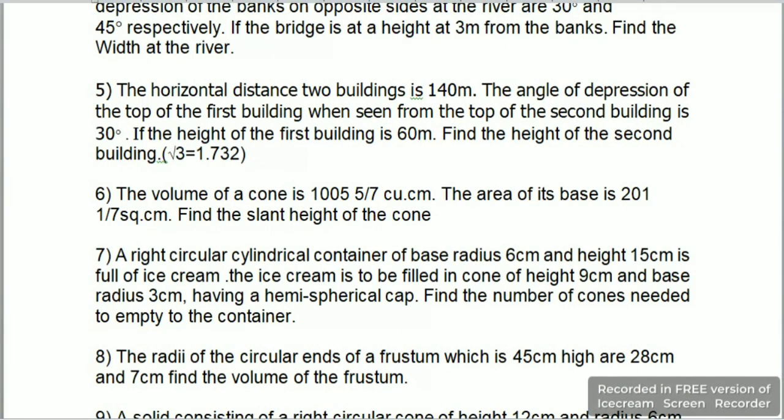Sixth question, the volume of a cone is 1005 by 7 cubic centimeters. The area of its base is 201 by 7 square centimeters. Find the slant height of the cone.